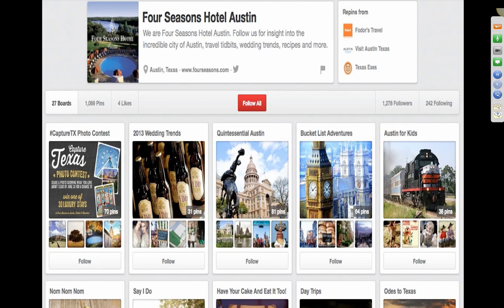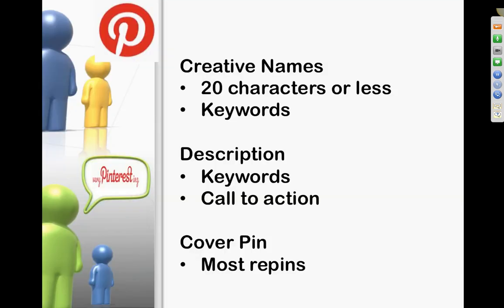So you look at the types of things that they've got: wedding trends, quintessential Austin, bucket list adventures, Austin for kids, day trips, have your cake and eat it too, say I do, so a second weddings board that they've got. So, go and take a look, like I say, at competitors, other hotels, even leaders in your industry, and see how they have strategically chosen what types of boards, what names they've given them, what types of pictures they've included, because success leaves traces, and you can learn a lot from people who are being successful already on Pinterest.